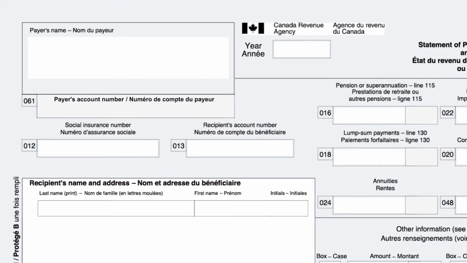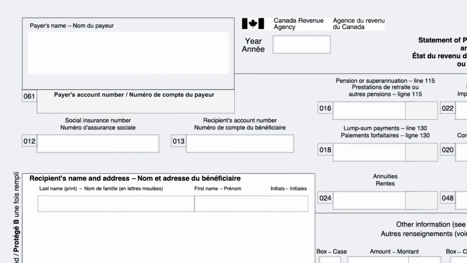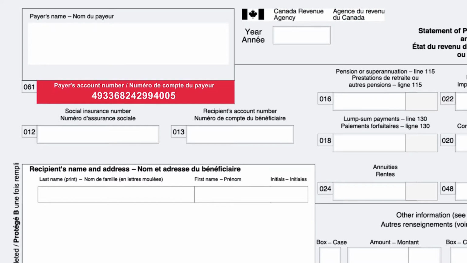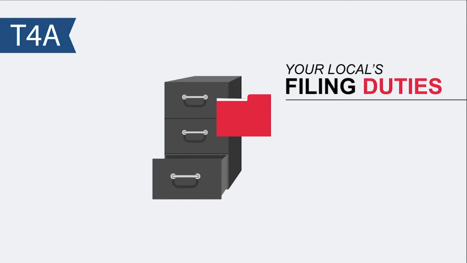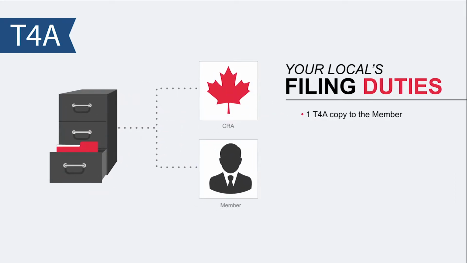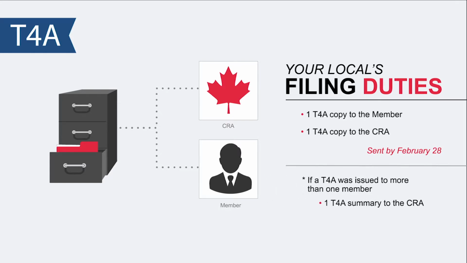Remember how Robert registered for a payroll account number with the CRA? Well, it's time for him to enter it into box number 61. As part of Robert's filing duties, his local must send a copy of the T4A to the recipient member as well as a copy to the CRA no later than February 28th of each year. And since Robert's local issued more than one T4A, he must also submit a T4A summary to the CRA no later than February 28th.